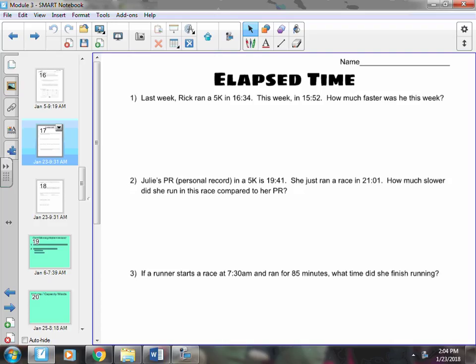Number 1, last week Rick ran a 5K in 16 minutes 34 seconds. This week in 15 minutes 52 seconds. How much faster was he this week?